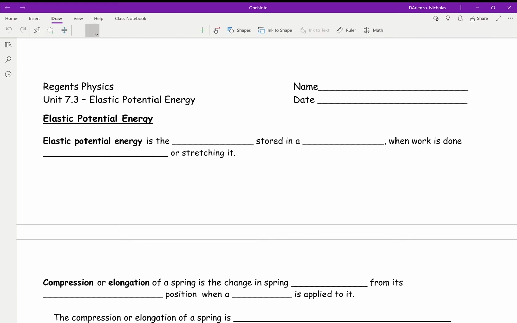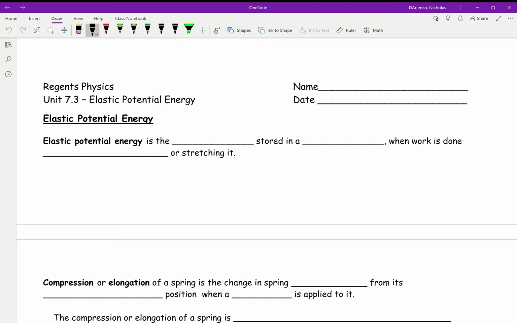Hey everyone, today we're going to be learning about elastic potential energy and how this relates to potential energy that we can store in a spring, depending on how we compress it or how we stretch the spring. And we'll be looking at a couple different demonstrations of this in class and how we can use this to our advantage and where we might use this in the real world.